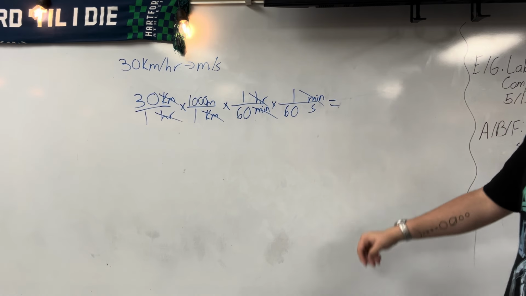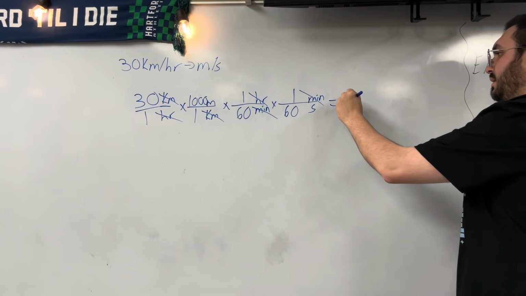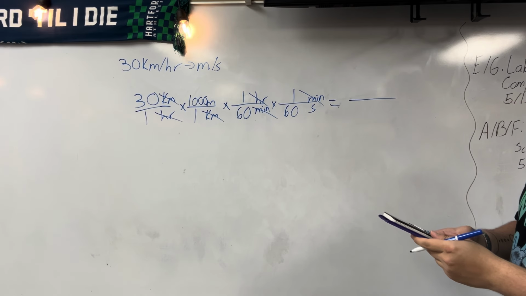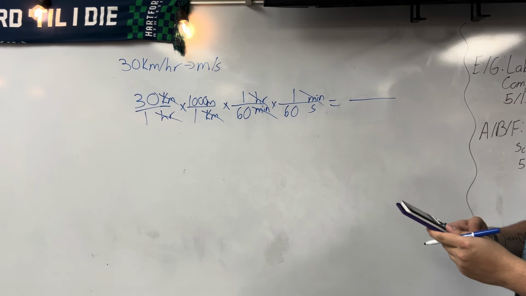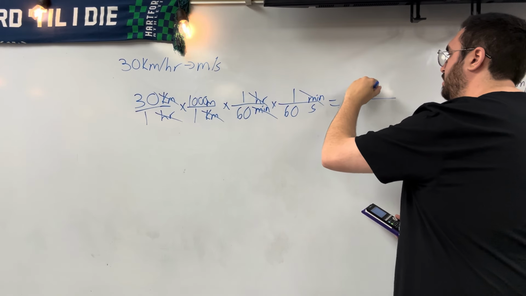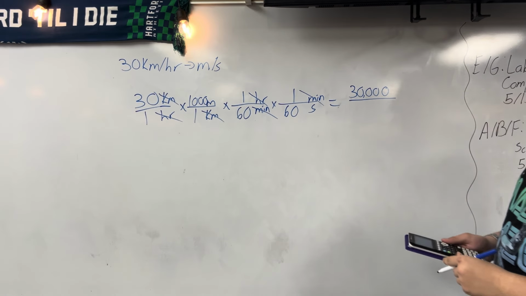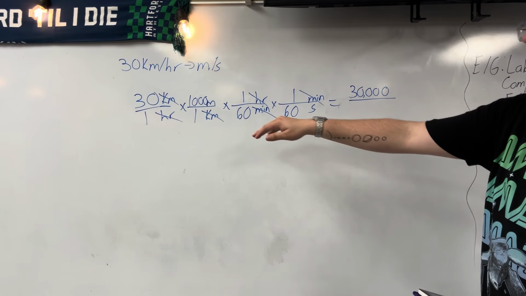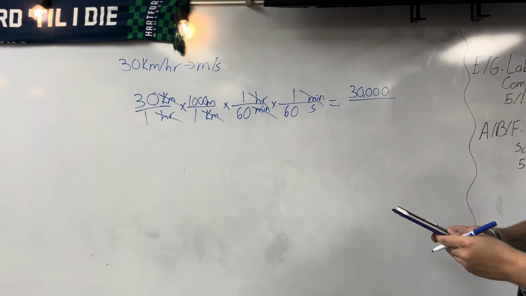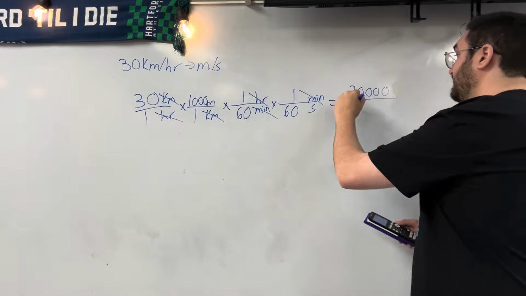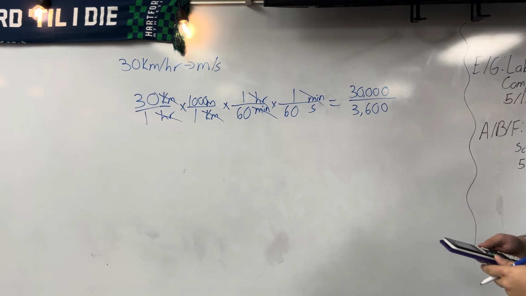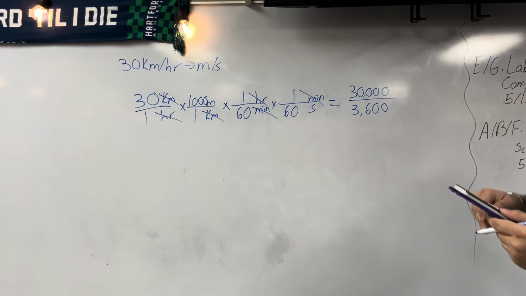So from here, I'm going to do my math. Everything on top multiplied by each other: 30 times 1,000 times 1 times 1. I get 30,000. Shocking how that works. And that'll be divided by everything on bottom multiplied together: 1 times 60 times 60, which comes out to 3,600. So my final answer in meters per second will be 30,000 divided by 3,600.